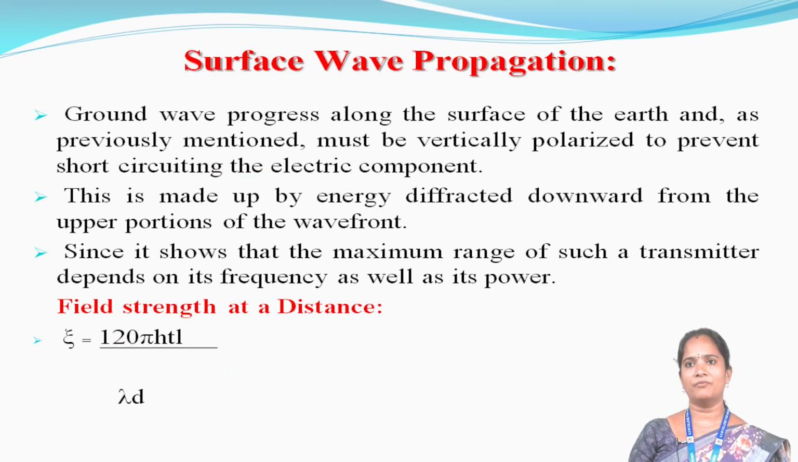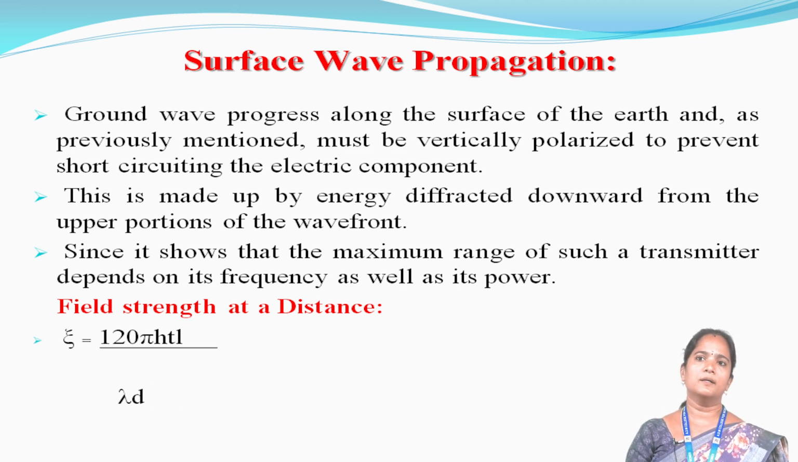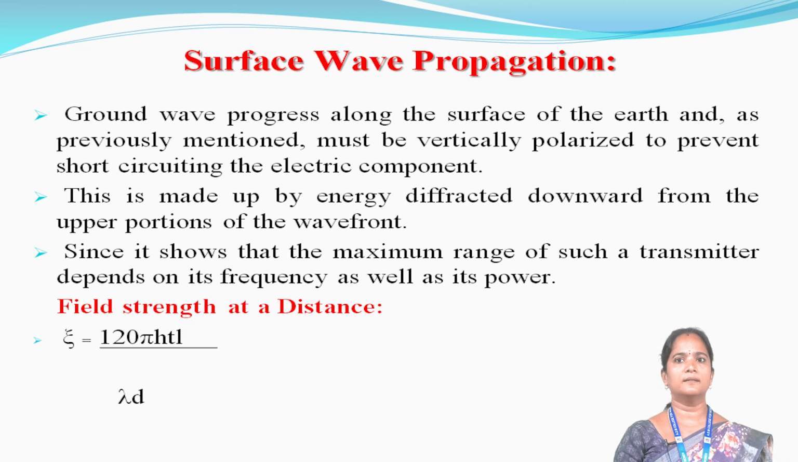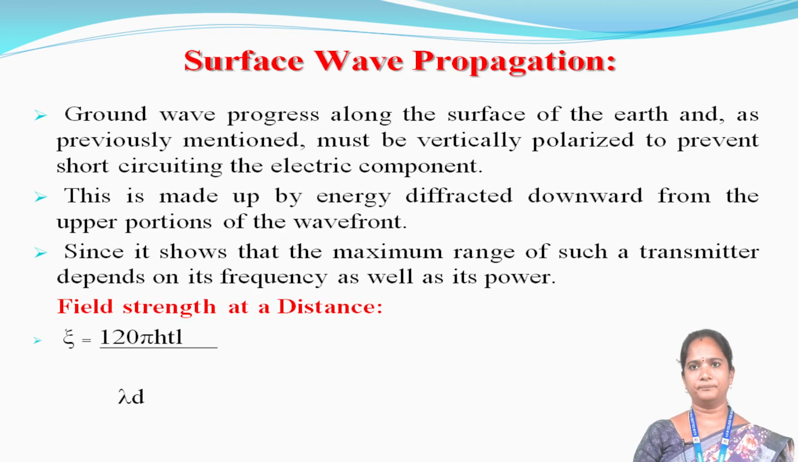Next one, surface wave propagation, I mean ground wave. Ground waves progress along the surface of the earth and, as previously mentioned, must be vertically polarized to prevent short circuiting the electric components. This is made up by energy diffracted downward from the upper portion of the wavefront. It shows that the maximum range of such a transmitter depends on its frequency as well as its power.